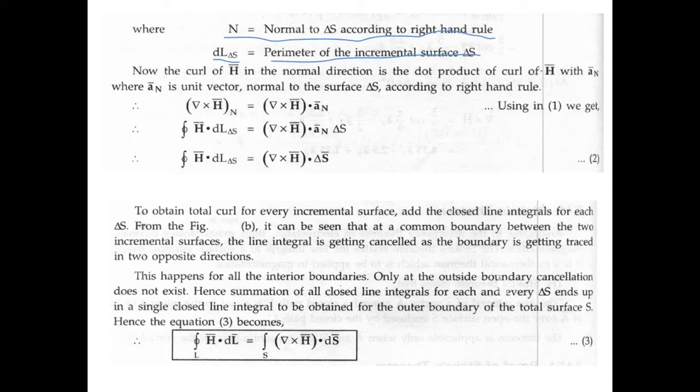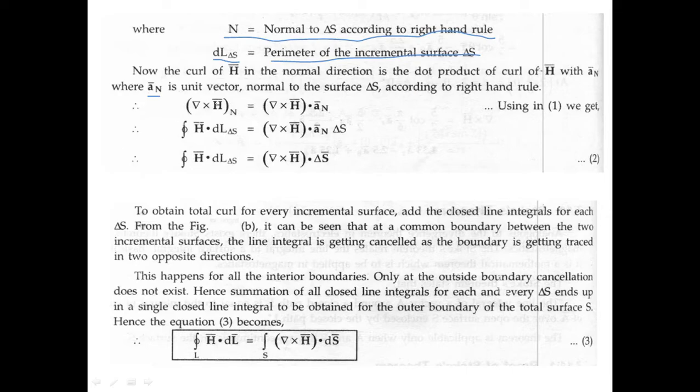This total length will be dl delta s. That is the meaning of what they have told. Now the curl of h vector in the normal direction is the dot product of curl of h vector and an, where an is a unit vector normal to the surface delta s according to the right hand rule.